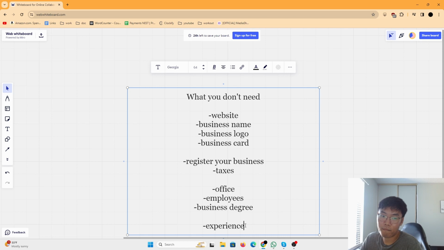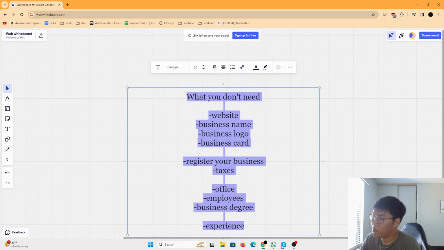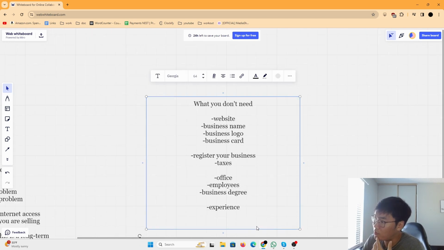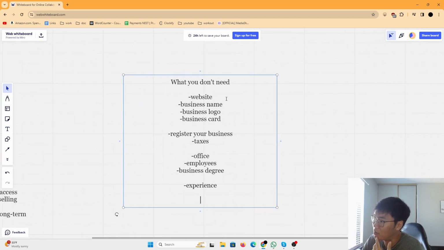But yeah, you don't need experience. If anything, you can just learn. Learning is fine. Learning, that's something that you need. But experience, all of this stuff, this is pretty much everything that I don't think you need. I'm trying to think if there's anything else that I thought people might need, but turns out you don't.